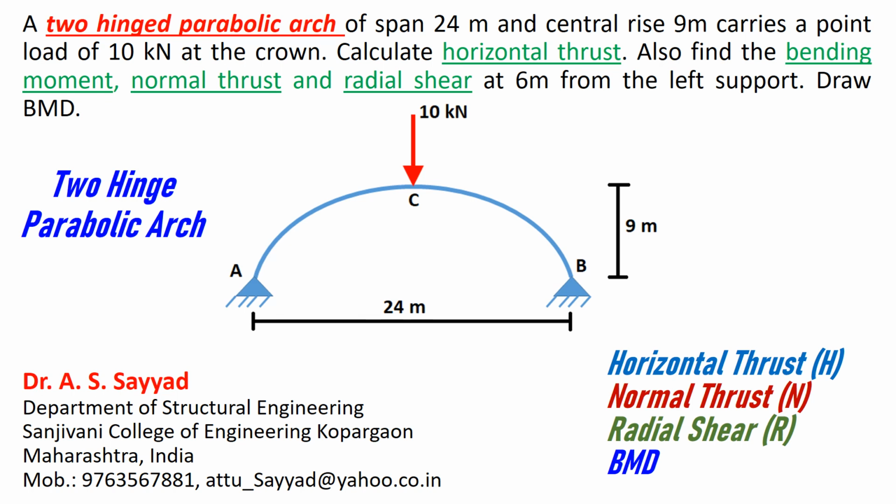In this lecture, we will discuss one numerical example on analysis of two hinge parabolic arch and how to calculate horizontal thrust, normal thrust, radial shear, and at the end how to plot the bending moment diagram.